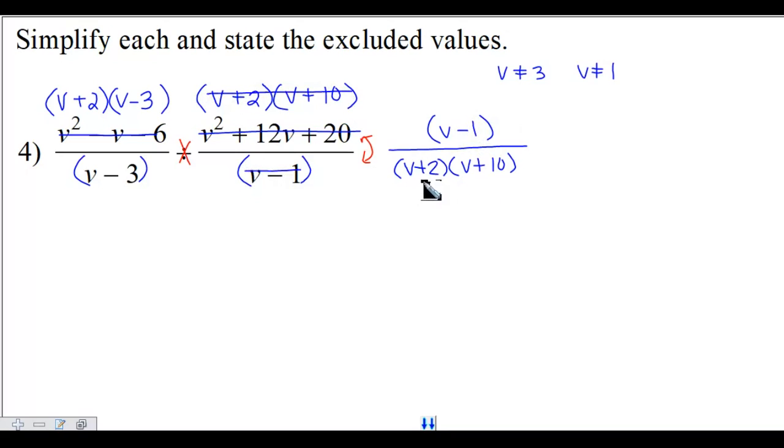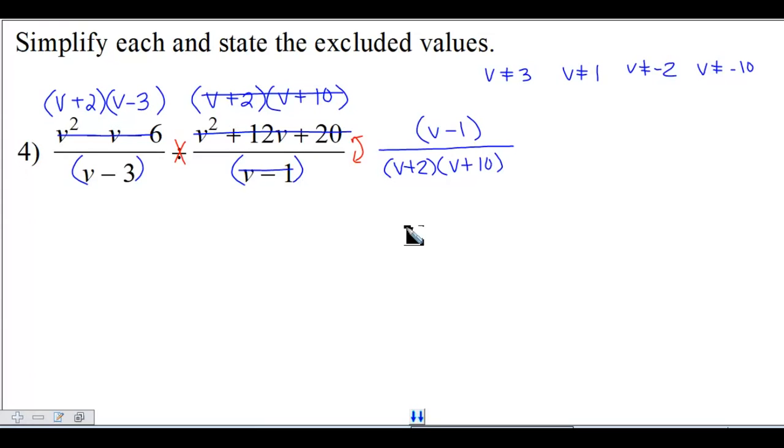Once you do this, I want you to check for any new excluded values. This problem actually does have new excluded values. The excluded value for this first parentheses will be that v cannot equal -2. And the excluded value for this final parentheses will be v cannot equal -10. These are the numbers that would result in a 0 in the denominator, and then the fraction would be undefined.